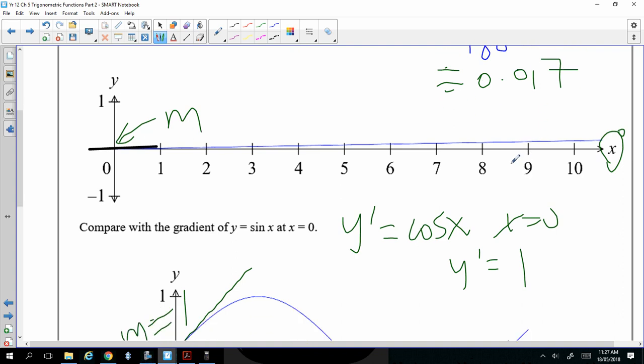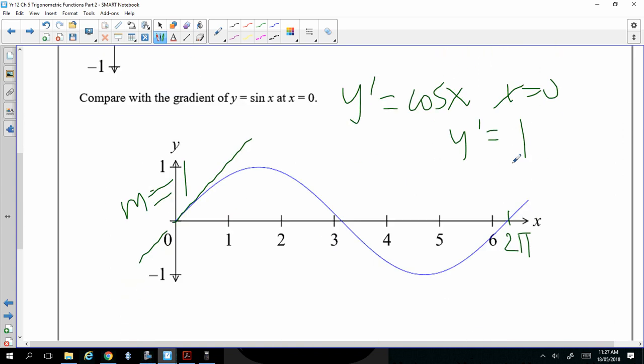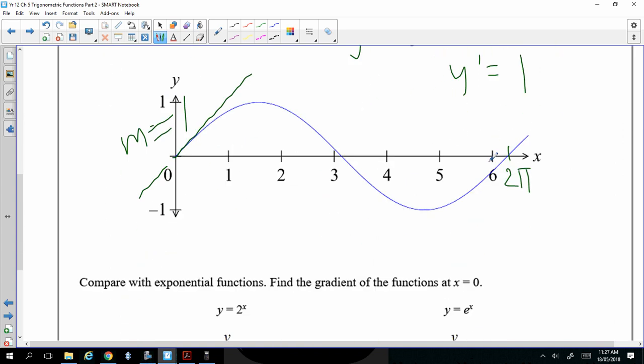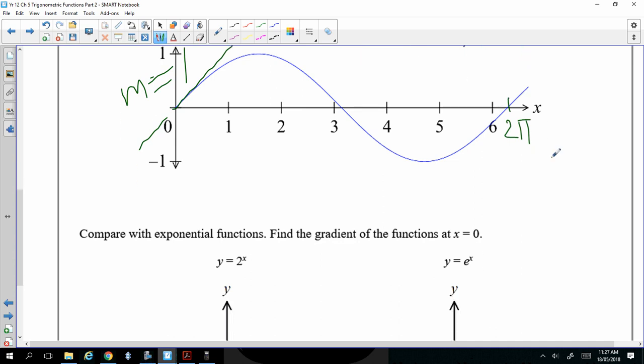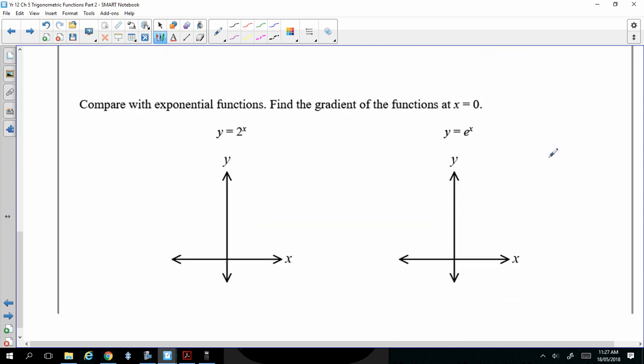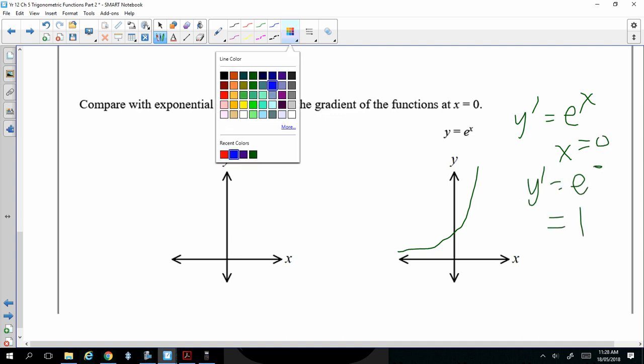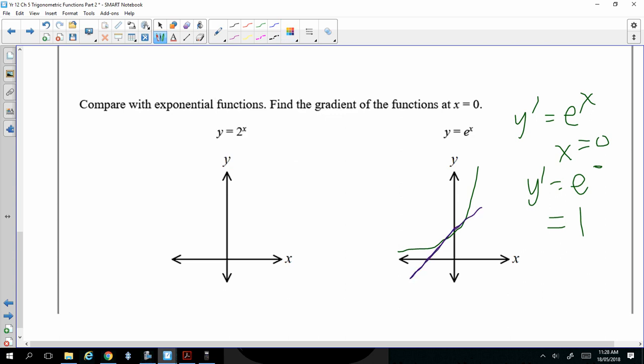What else is there? And then we compare that with exponential. We see something very similar with exponential. So if I draw the graph of this, if I find the derivative, it is e to the power x. When x is 0, the derivative is e to the power 0, which is 1. So that tells you the gradient of the tangent is 1, like that.